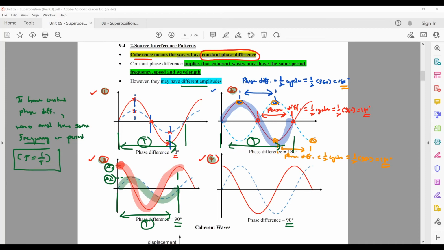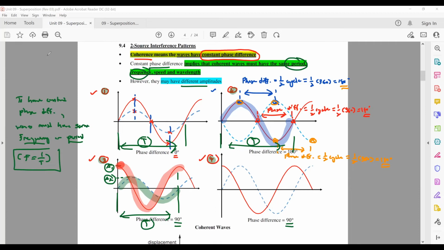So here you see when those examples here have constant phase difference, are coherent, the only way they can be coherent is when they have the same period and hence frequency. Okay, so that's why here I mentioned to you, constant phase difference already implies the waves must have same period and same frequency. So the moment you see something mentioned to you as being coherent, you should automatically relate it to the waves having same frequency and period, because that's the only way you can have constant phase difference.